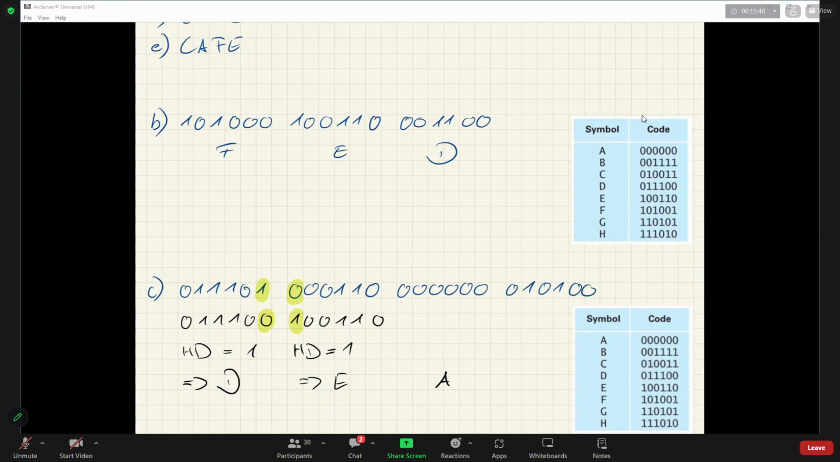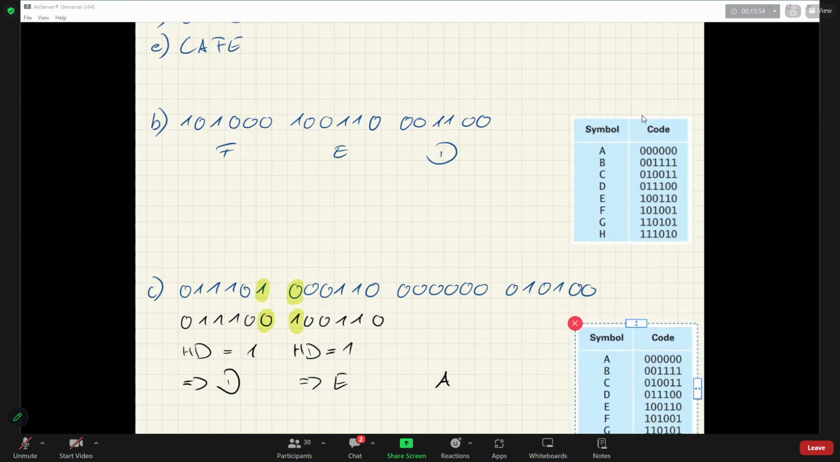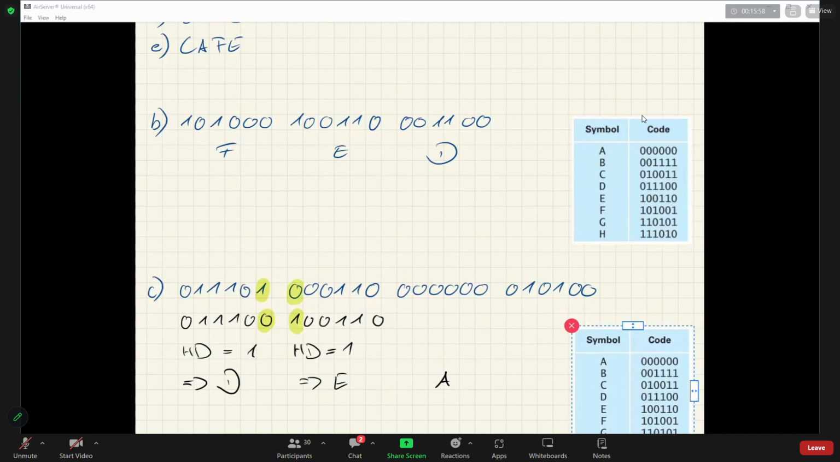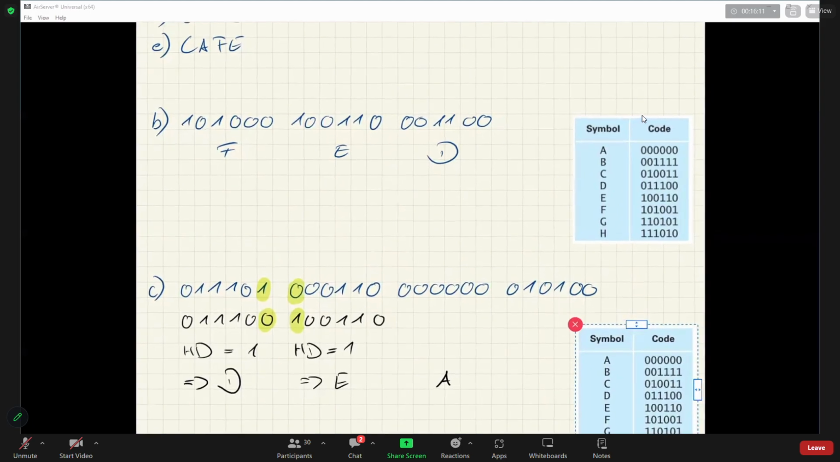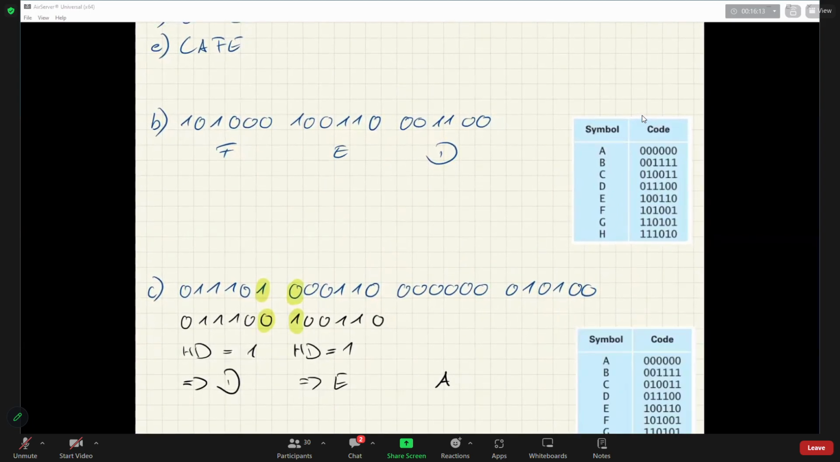And again, there is no symbol represented by this bit pattern. So we are again replacing it with the bit pattern with the lowest Hamming distance to our original bit pattern. And that's D in this case, because for D we have 0, 1, 1, 1, 0, 0.